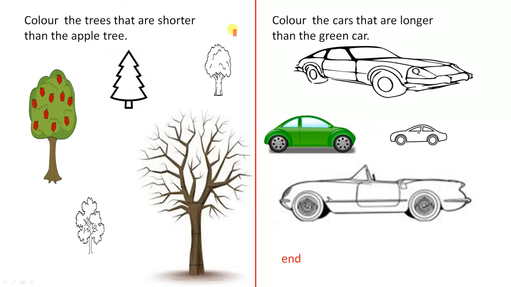Colour the trees that are shorter than the apple tree. So there's the apple tree there. So colour the trees that are shorter than the apple tree.